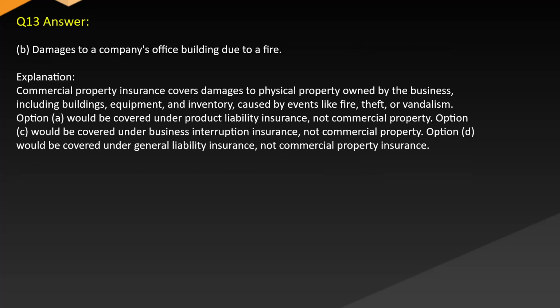Answer B. Damages to a company's office building due to a fire. Explanation: commercial property insurance covers damages to physical property owned by the business, including buildings, equipment, and inventory caused by events like fire, theft, or vandalism.